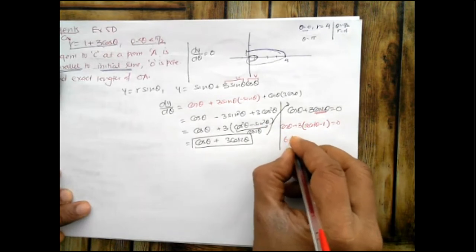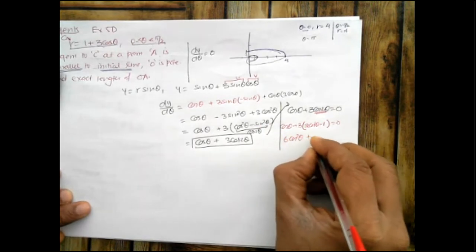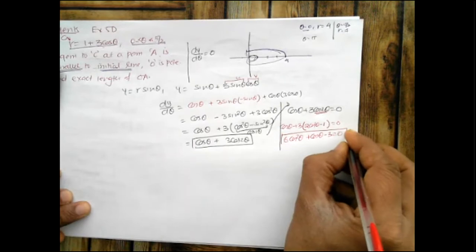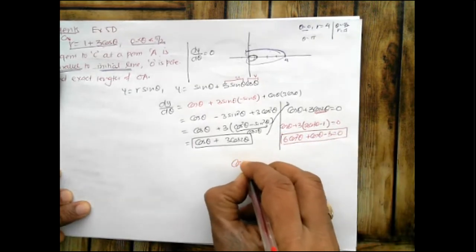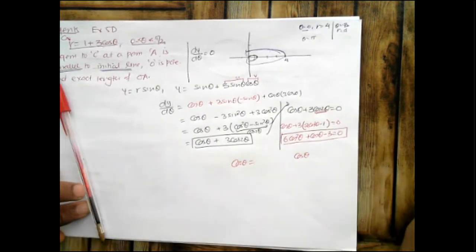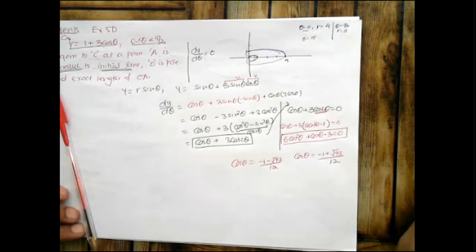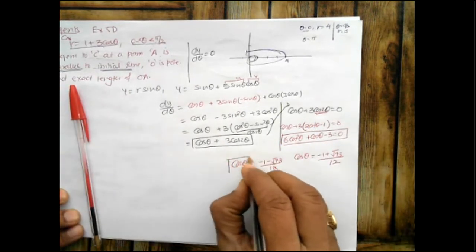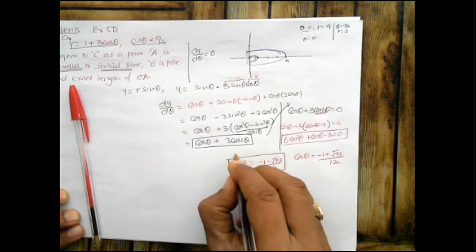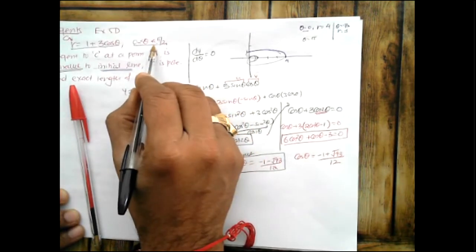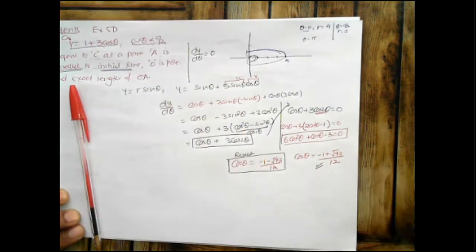That gives me 6 cos square theta plus cos theta minus 3 equals 0. I need to solve this quadratic to get the two answers. Can you do that for me, guys, using a calculator? So these are the two values we get, and we have to reject this one because theta was meant to be between 0 and pi by 2, and cos theta is positive in the first quadrant, so we only take this value.